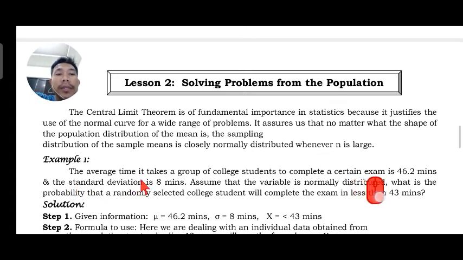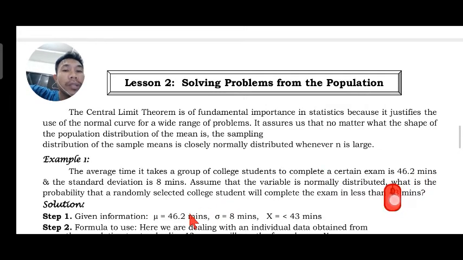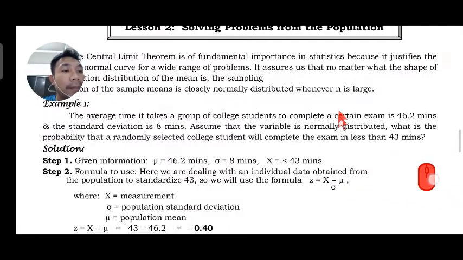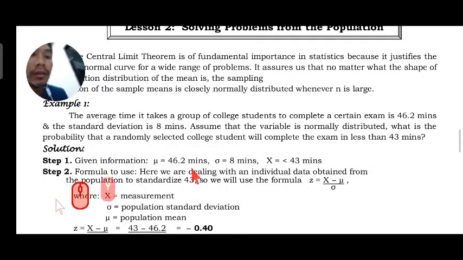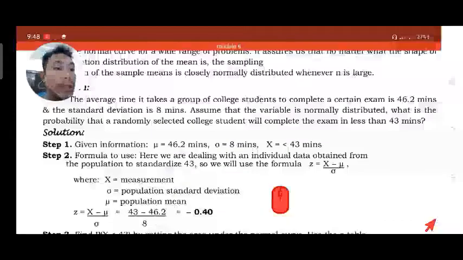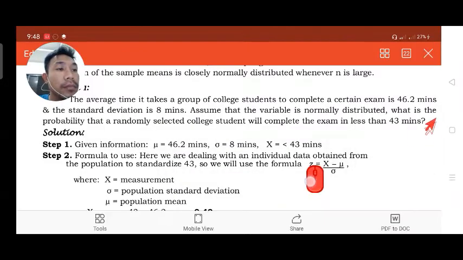The average time it takes a group of college students to complete a certain exam is 46.2 minutes and the standard deviation is 8 minutes. Assume that the variable is normally distributed. What is the probability that a randomly selected college student will complete the exam in less than 43 minutes? Okay, less than 43 minutes.